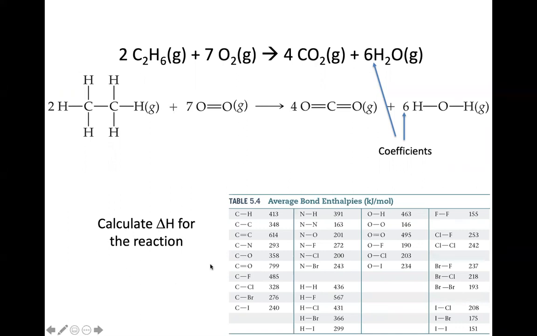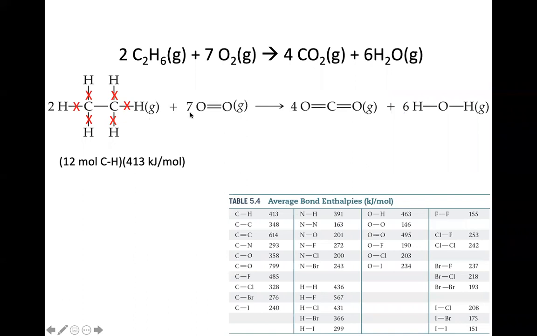If I want to get the overall delta H, I'm going to start and say, okay, endothermically, I need to break bonds. And when I do this one, I put a little X over it as I'm working it, just to make sure that I'm counting the bonds correctly. When you have a question like this on a test, I really recommend that you make a sketch, do what you can do, and cross out as you work through. Because this is what I then find.